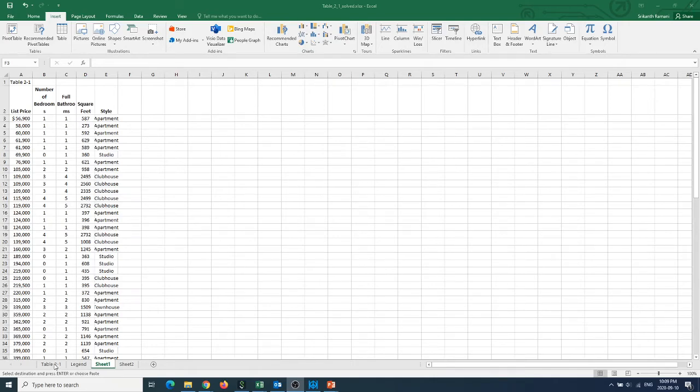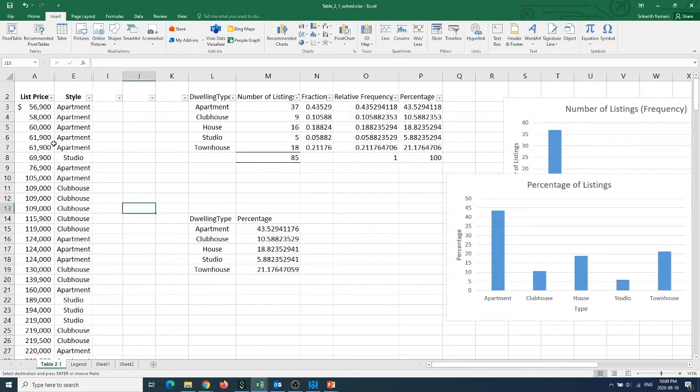So we'll be continuing with our lesson in Chapter 2 from your textbook Business Statistics by Lind, Marshall, and everybody else. So we looked at the example of the apartments and their list prices, and we just created some bar graphs, and we also did a pie chart before. And so far, we're just focusing on the count and the frequencies and relative frequencies of whether they're an apartment, clubhouse, house, studio, or townhouses.